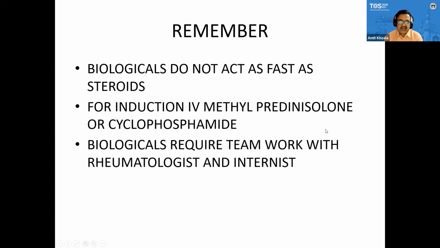And biologicals do not act as fast as steroids. For induction, you require methylprednisolone, and you require teamwork with rheumatologists and internists. Thank you.